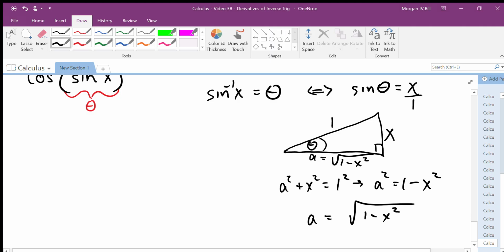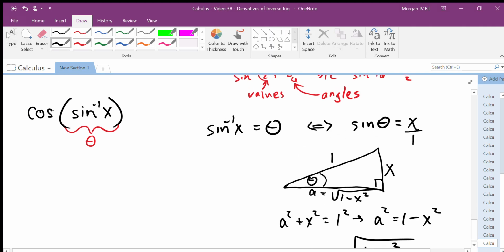Okay, very good. So we started again with whatever's on the inside here, this inverse sine of x. We said inverse sine of x is equal to some angle theta. Therefore, by trig functions and inverse trig functions, the sine of theta must equal x, or x over 1. We drew a nice triangle. Definition of sine, opposite over hypotenuse, x over 1. Pythagorean theorem to find out that the adjacent side must be the square root of 1 minus x squared.